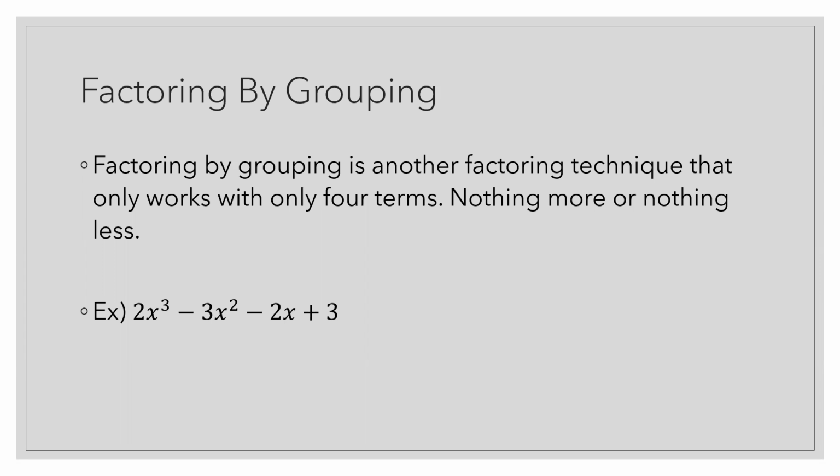So for example, you have 2x cubed minus 3x squared minus 2x plus 3. As you can see, there are exactly four terms, right? This is one term, this is another whole term, another, and then another. So that's a total of four. If you have anything less or anything more, you can't do grouping.